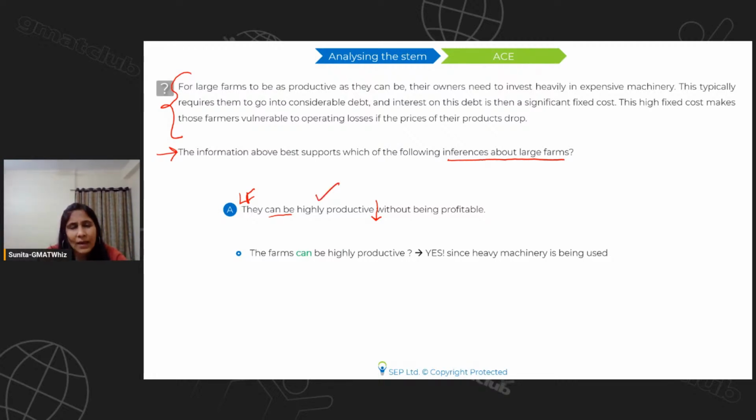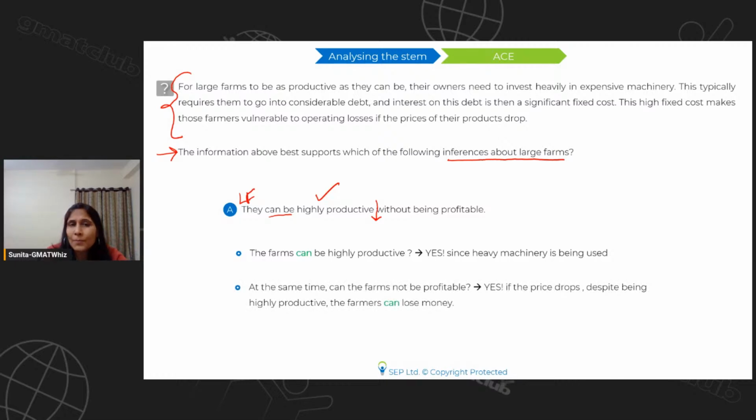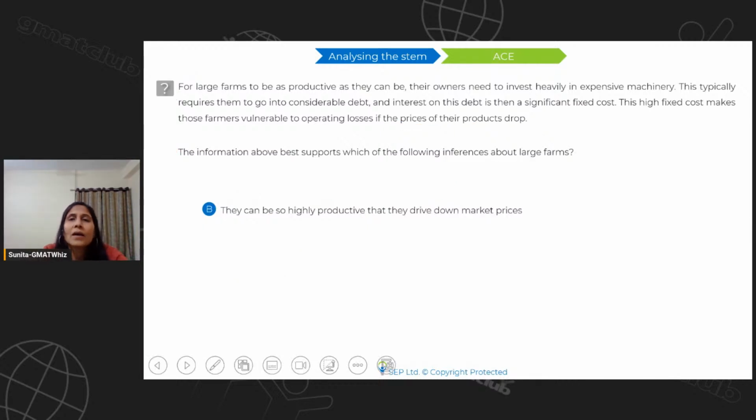Without being profitable, can I infer this part? Is it possible that even though these large farms are highly productive, they are not profitable? Yes. When the prices of their products drop. If the prices drop, there is this chance of operating losses, and therefore this choice is definitely something that I can support from the information given above. That's a correct answer. Let's move to the next option and see. So until you rule out all the options for solid grounds of reasoning, your process is not complete.